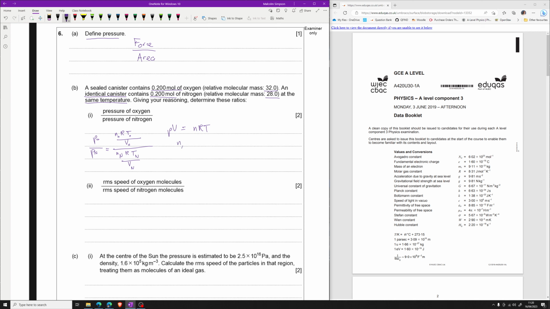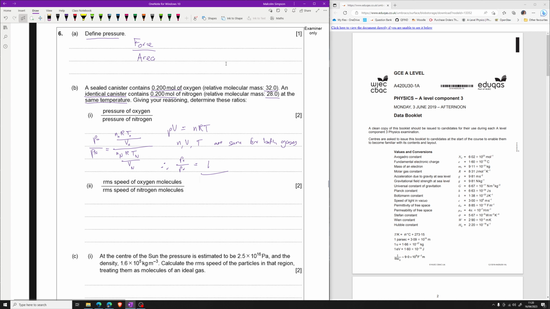n, V and T are the same for both gases. Both at the same temperature, both got the same volume, both got the same number of moles. Therefore, P oxygen over P nitrogen equals 1.